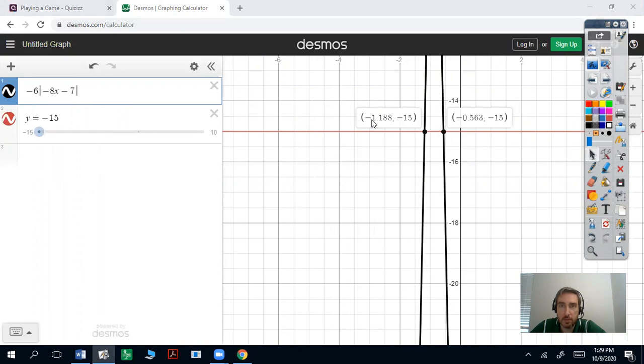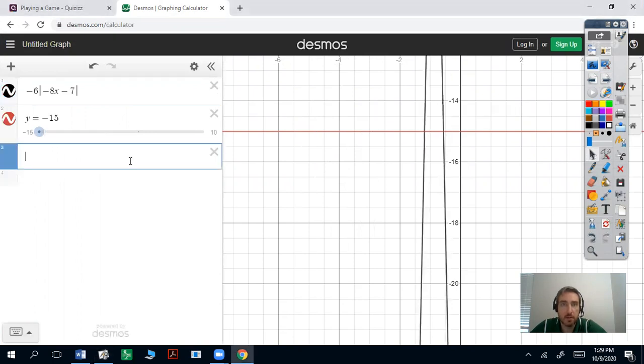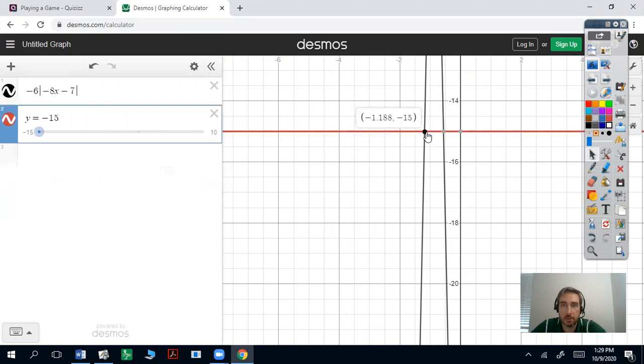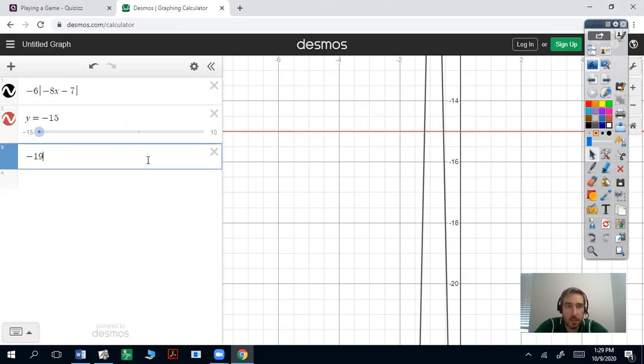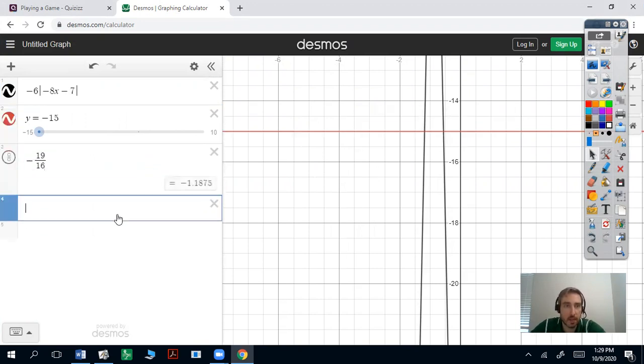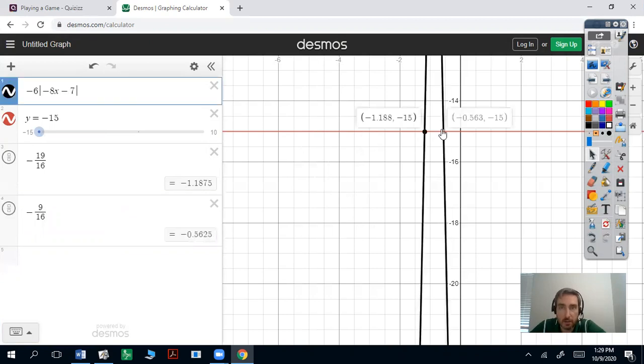those two values, -1.188, which is, oh, that's not rounded. So -1.188 and -0.563. And if I do -19 divided by 16 and -9 divided by 16, you can see those values right there. These are rounded to 3 decimal places, but those are the same numbers. So you can get the intersection of the graph too.